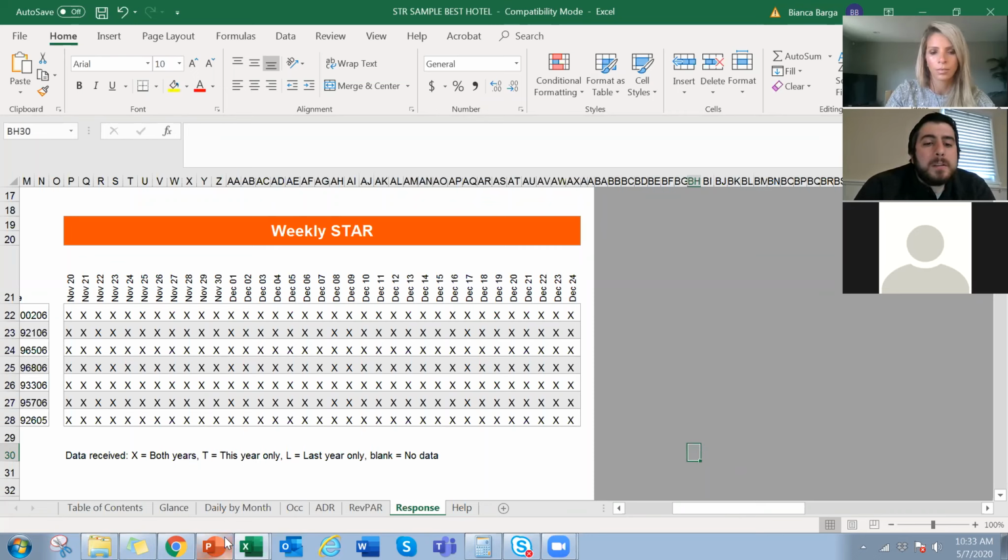One more thing to see, and I've seen this on my hotels, you may also see, where it says blank equals no data. That means that the hotel in your set is just not reporting anymore, period. And that could be for several reasons.